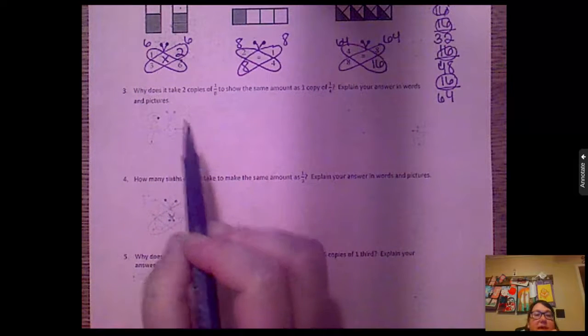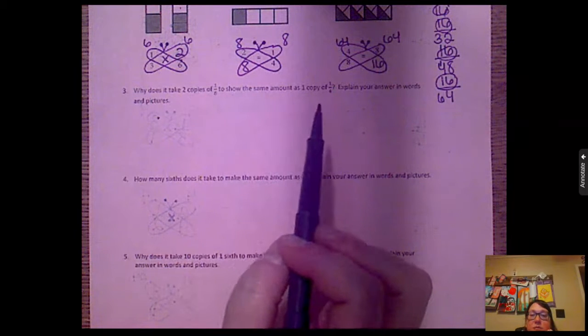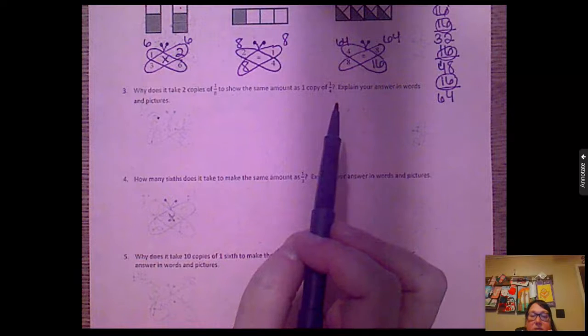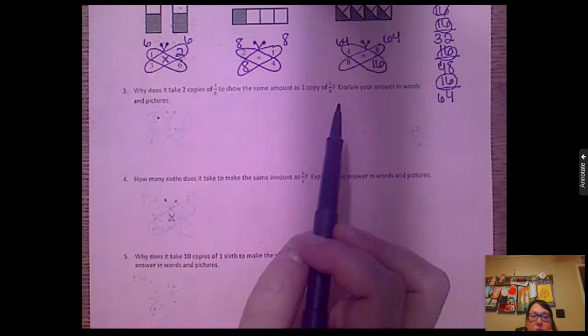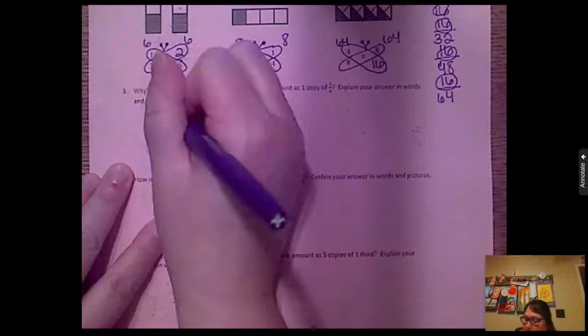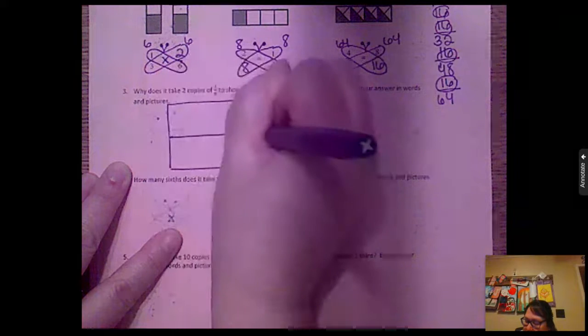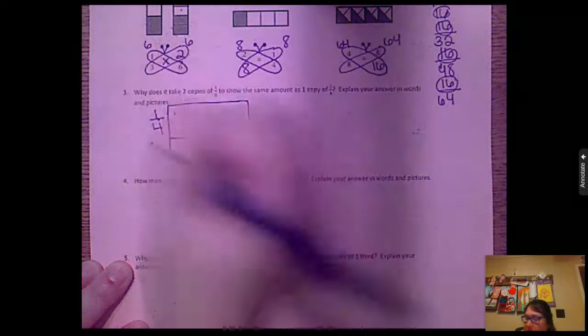So number 3 says, why does it take 2 copies of 1/8 to show the same amount as 1 copy of 1/4? Explain your answer in words and pictures. So 2 copies of 1/8 and 1 copy of 1/4. So here's what we're going to do here. We're going to draw kind of a big rectangle like this. And we're going to split it in half. Okay. The top part we're going to split into fourths. We can put 1/4 there just to guide us. And the bottom section we're going to split into 8ths.